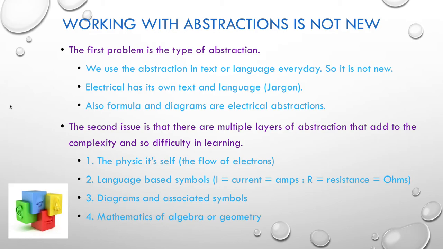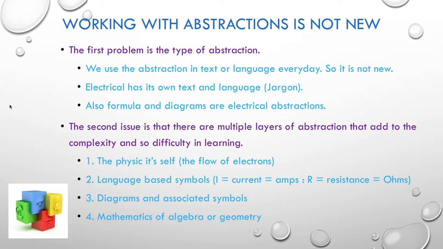The second issue is that there are multiple layers of abstraction that add to the complexity and so the difficulty in learning. For example, one, there's the physics itself, the flow of electrons. So we can't see it, hear it, touch it, taste it or smell it, but it's still there and it is the flow of electrons.